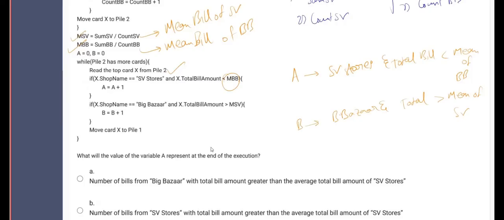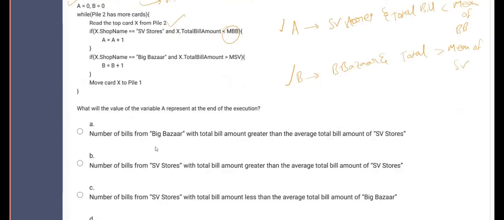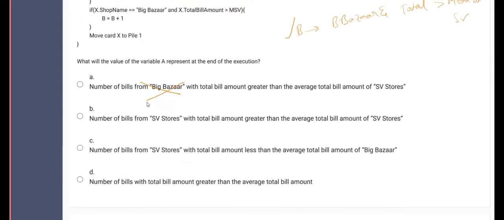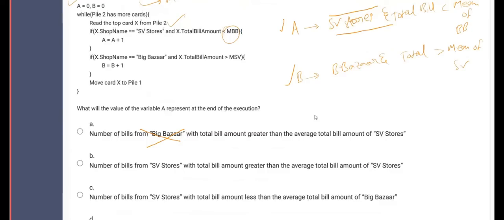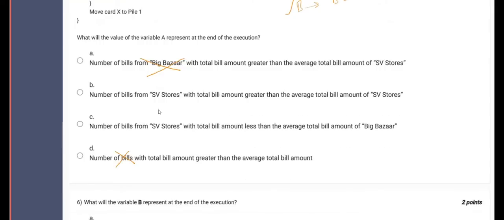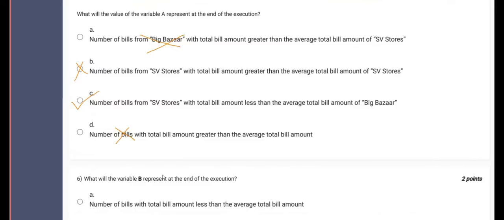So what are A and B here? From the understanding that you have developed at these 2 points, what will the value of A represent at the end of execution? A represents the number of bills from SV stores only. So you can straight away eliminate A and D. So options B and C are what we are left with. And also make sure that we are comparing our bill amount with the mean bill of Big Bazaar. Number of bills of SV store with total bill amount greater than average bill? No, it is the less than symbol. So option C is the correct answer.